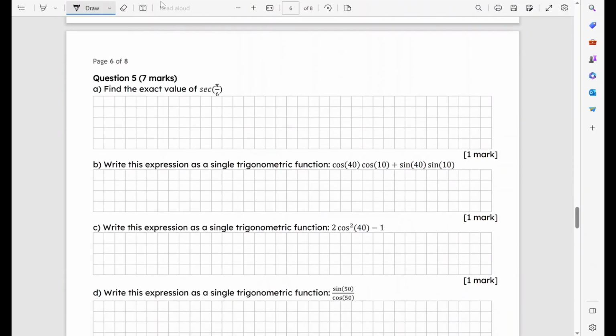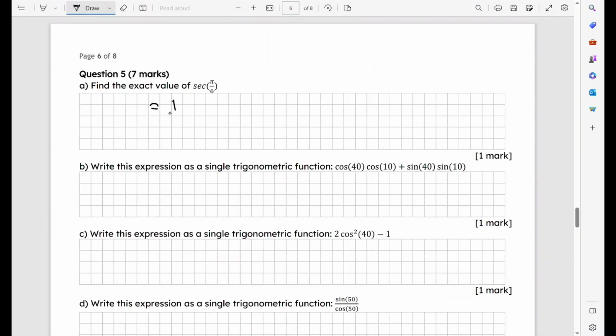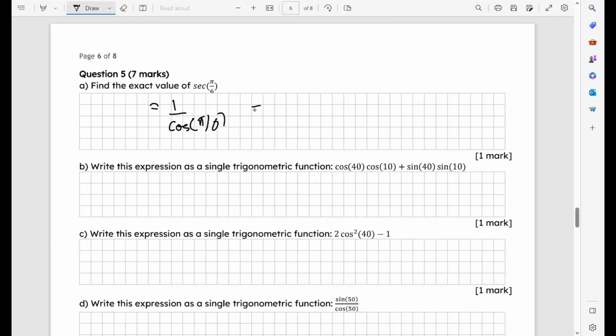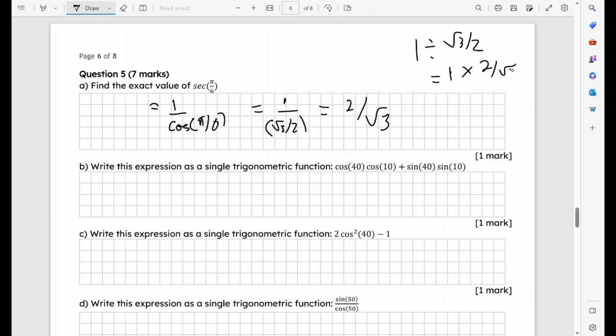Next we have question 5. Find the exact value of sec pi over 6. So we could try and use our calculator, but we want the exact value, so we probably should be using our unit circle here. This is the same thing as saying 1 over cos of pi over 6, and we need to know what cos of pi over 6 is. Pi over 6, cos is root 3 over 2. So that is going to be 1 over root 3 over 2, which is just 2 over root 3. Now, if you're not sure about that, 1 divided by root 3 over 2 is 1 times, and then you've got to flip it. So 2 over root 3, which does just simplify down to 2 over root 3 for you.